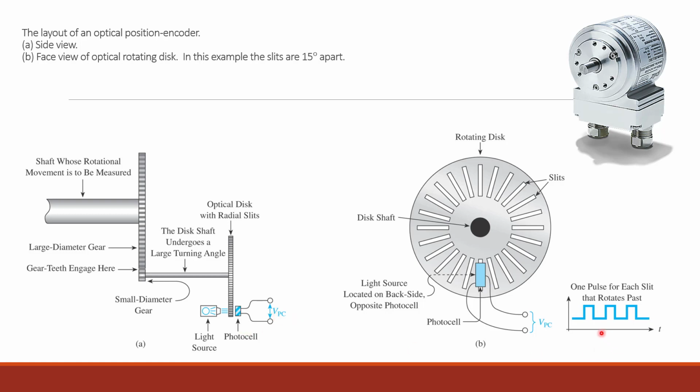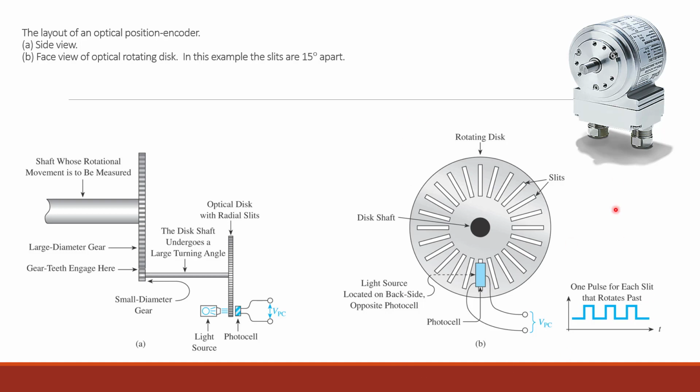That produces a voltage just for the time that hole is present, and then when it goes dark again, the voltage goes away. So you can see these pulses that are coming out, and if I know how many degrees are between each slot, then I know how many degrees are in between each pulse. And so if I count the number of pulses, I know how many degrees this has turned.